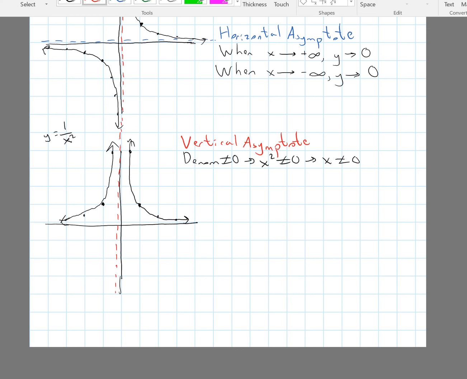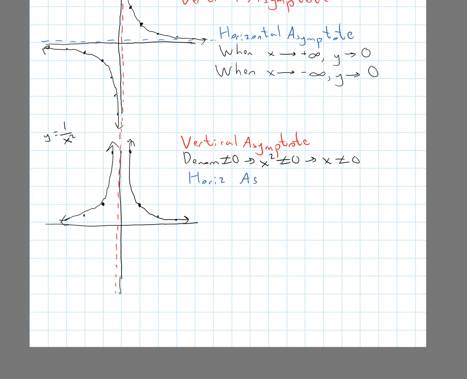And similarly, we said our horizontal asymptote, horizontal is such a long word. The horizontal asymptote is also the same. When x goes towards positive infinity, if you just plug in a huge number in the denominator, y will almost be 0. Similarly, when x goes to negative infinity, y goes towards 0. And that gives us this horizontal asymptote over here.